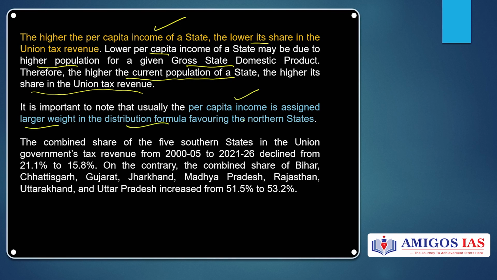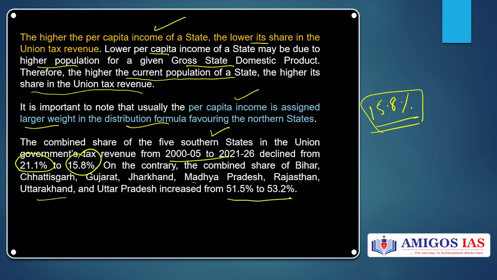So in all these aspects we can understand that in the last 25 years the share of revenue for the five southern states is quite less. Combined share of, see how much it is, from 21.1% it has fallen to 15.8%. The share of revenue from the central pool for the southern states is very less. Now, compared to the northern states like Gujarat, Bihar, UP, and Uttarakhand, see here how much it is, 51.52. It has increased to 53.2% as the share of revenue for the northern states.